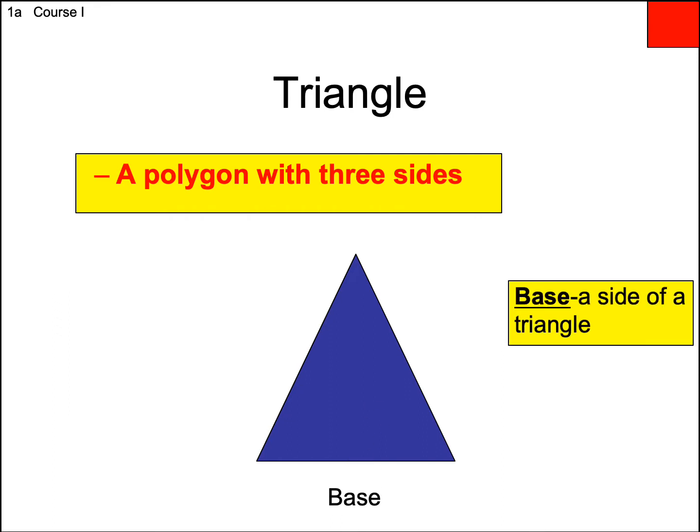Now, the base can be any one of the 3 sides of the triangle. Now, usually, not always, but usually the bottom is the base. And it doesn't have to be the bottom. It could be any one of the 3 sides. But we simply call one of the sides of the triangle the base.